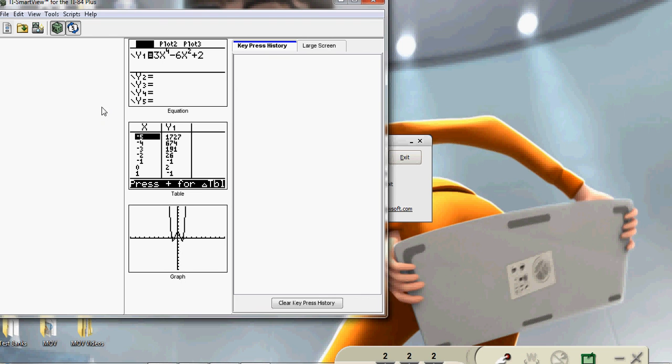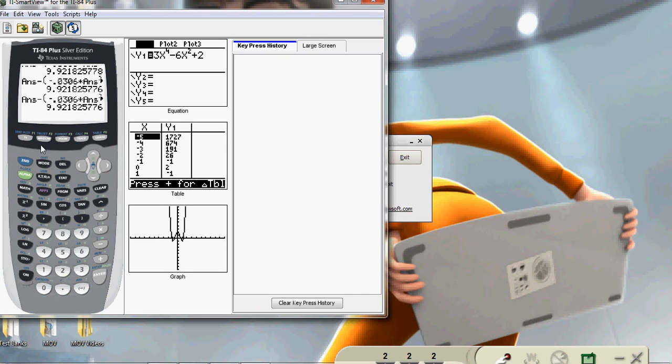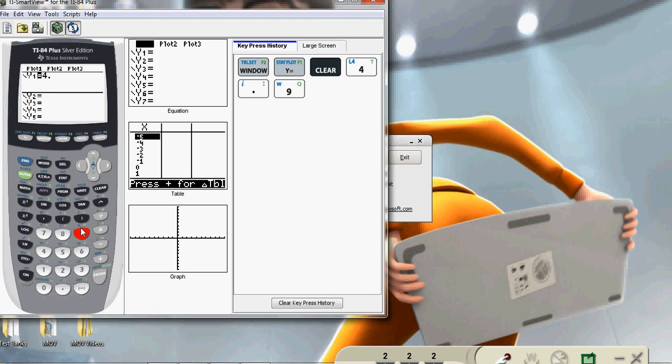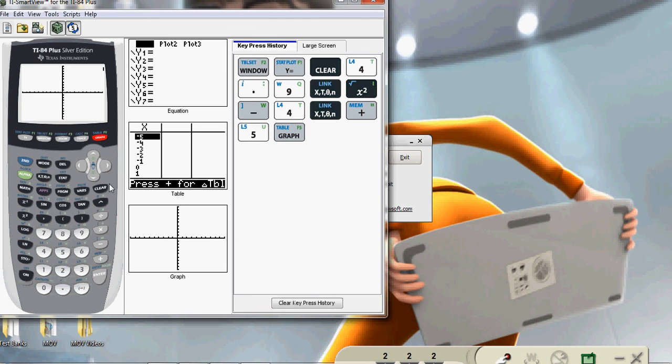Okay, so I'm going to start out with my normal viewing window, negative 10, 10, 1, negative 10, 10, 1, clear out any equations that I've already had, then I'm going to put in 4.9x squared minus 4x plus 5, and then go ahead and graph it. And once again, I'm interested between 3 and 7.